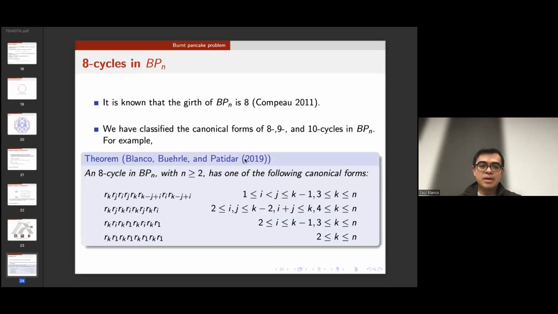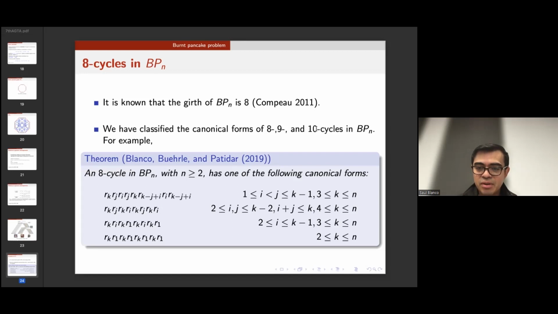Okay, so what is known? Now we started looking at the cycle structure for this burnt pancake graph. The first thing that was known were girth results for very similar graphs like this. Following a very similar procedure that Elena and Alex Medvedev did in their papers, we were able to classify small cycles for the burnt pancake graph. So we have 8, 9, and I think 10 cycles.